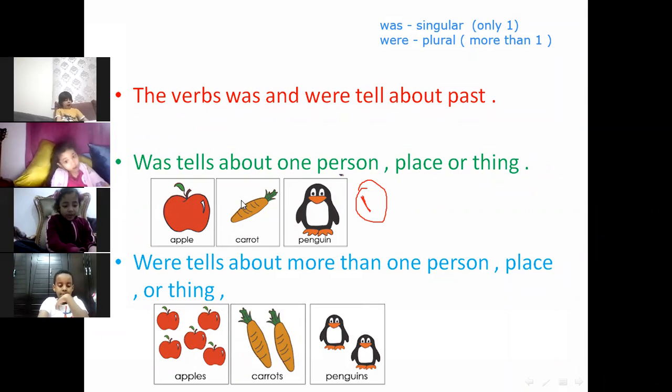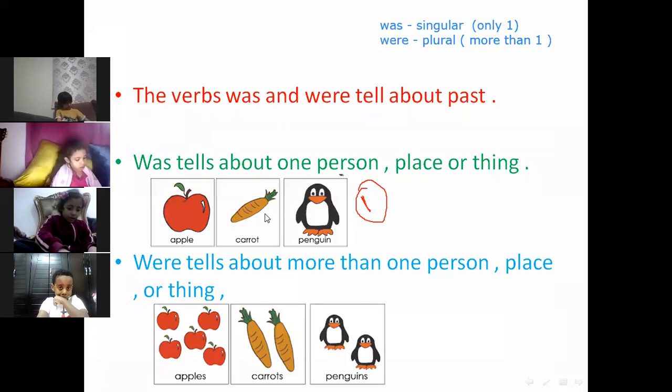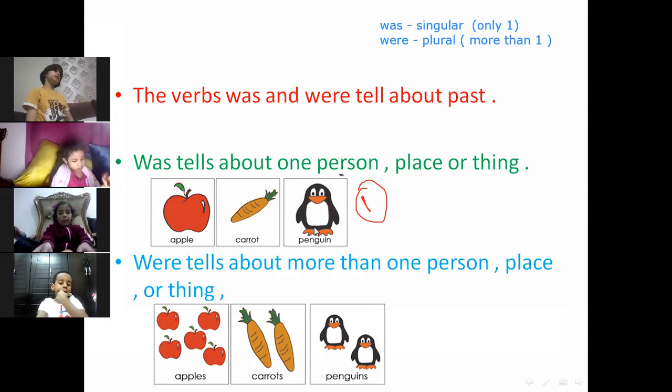So if we want to talk about the past, the apple was delicious. For example, the carrot was big, or the carrot was small. If we saw a penguin yesterday, or 5 hours ago, we're going to say the penguin was nice, or the penguin was cute. So when we want to talk about one thing or a singular subject, we're going to use was. If we want to talk about more than one in the past, we're going to use were.